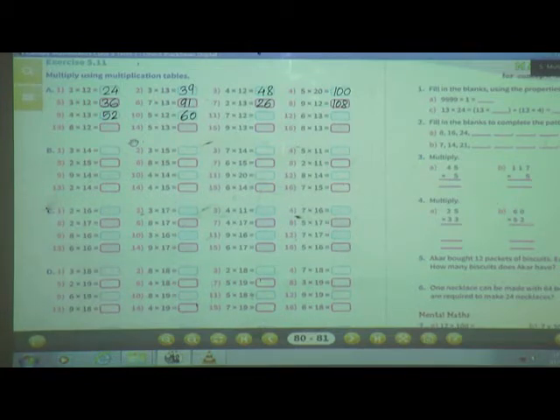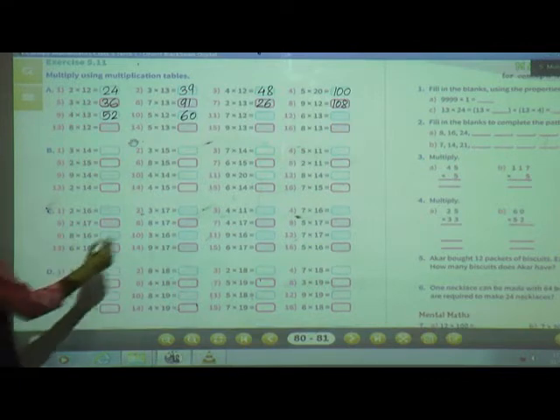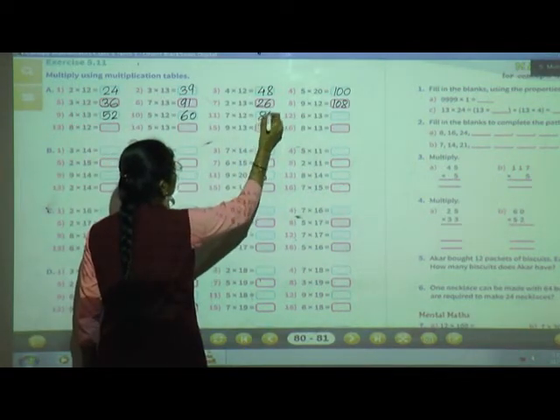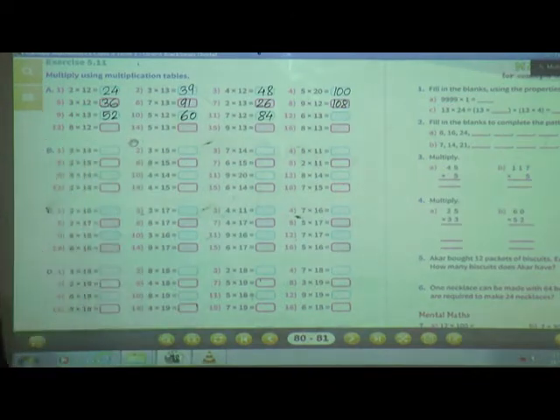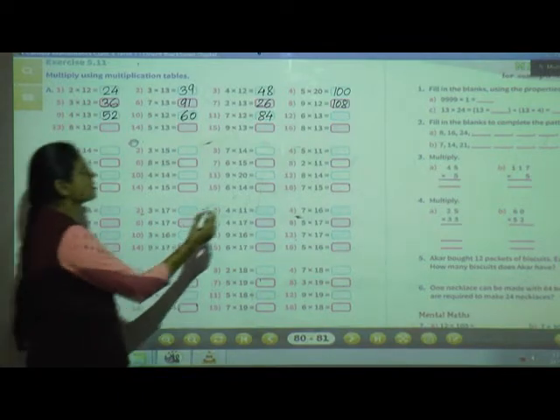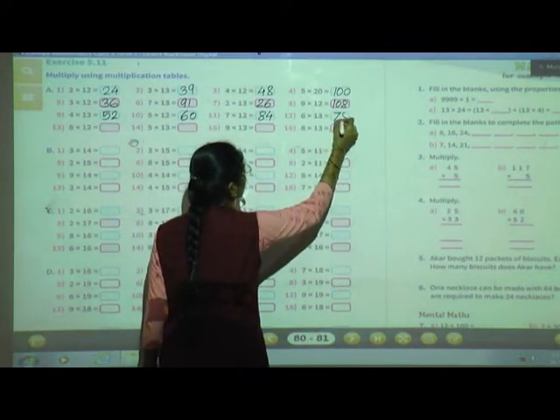Then next is 7 into 12. Yes, say the table of 12. 7 into 12. 12 7s are 84. So write 84. What is the next? 6 into 13. 13 6s are 78. Correct.